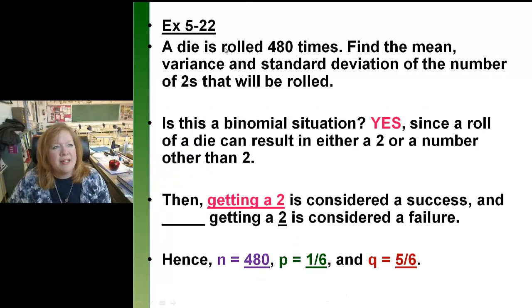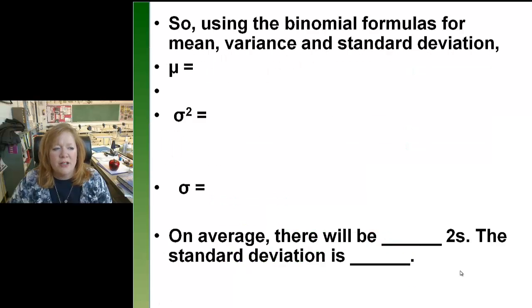All right, let's try this one. A die is rolled 480 times. Find the mean, variance, and standard deviation of the number of 2s that will be rolled. Is it binomial? Yes. If you roll the die, it's either a 2 or it's not. That gives you success or failure. Getting a 2 is considered a success, and not getting a 2 is considered a failure. That gives us the number of trials, 480. The probability of getting a 2 is 1/6, so that's what we're using for p. And the probability for failure is 5/6. So that's the q.